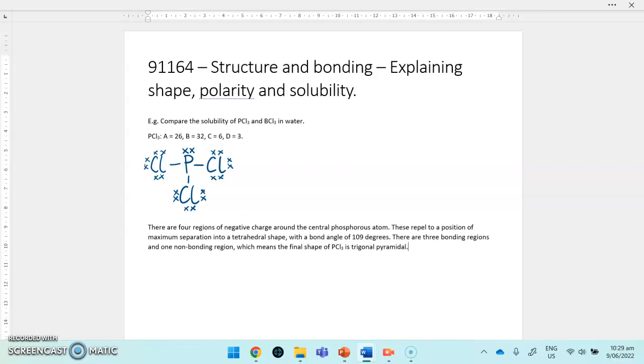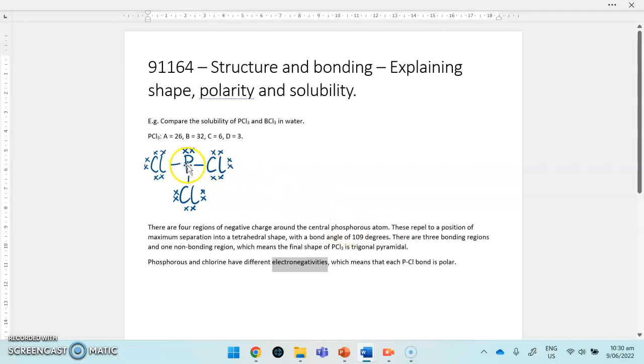Okay, from there we go on to explain polarity. So we'd say something like phosphorus and chlorine have different electronegativity. Means that each PCl bond is polar. Okay, so now just remember, electronegativity is a measure of an atom's pull on the shared electrons.